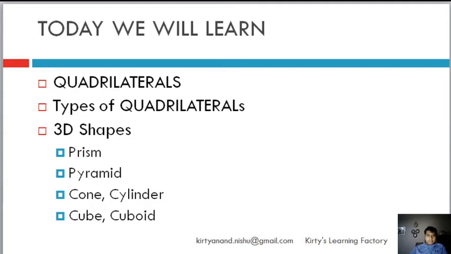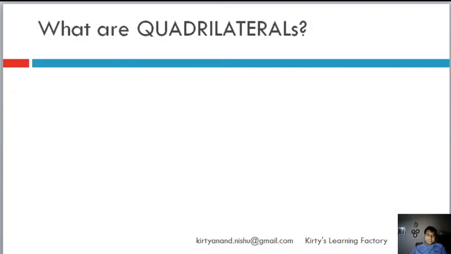What we will learn today is basically this. We will learn about quadrilaterals, what are the types of quadrilaterals, what are the 3D shapes, and typically we'll cover prism, pyramid, cone, cylinder, cube, cuboid. Okay. So without further ado, let's just get into the video.